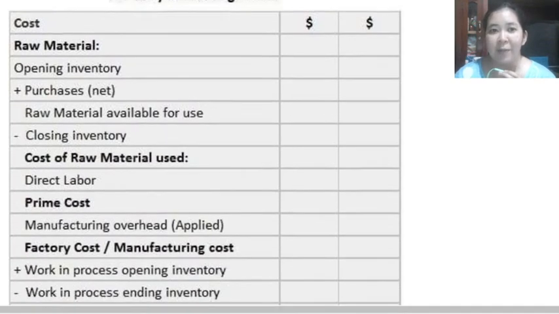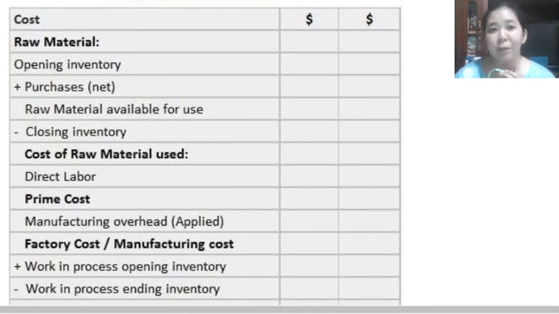So we have here the raw materials. This is the figure that you will use in computing the factory or manufacturing cost in terms of materials. So we have here the formula for raw materials usage, or cost of raw materials used in other terms. So we have the opening inventory. This is the opening raw materials, meaning the raw materials that remained from the previous accounting period. And then we will add any purchases during the year.